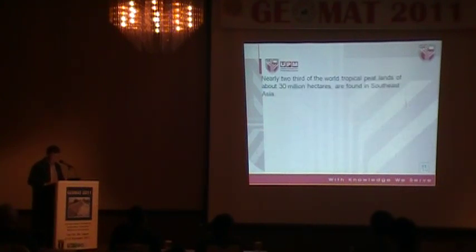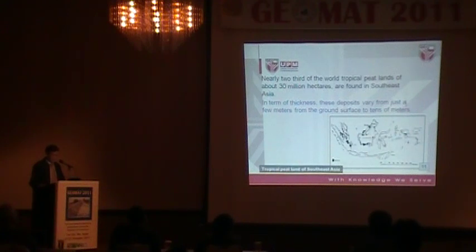Then, basically about 30 million hectares of tropical peat are found in Southeast Asia. And in terms of thickness, it can vary from a few meters to quite deep down. So this is just an example of peat distribution. This is West Malaysia, this is East Malaysia, and a significant amount of peat is also found in Indonesia.